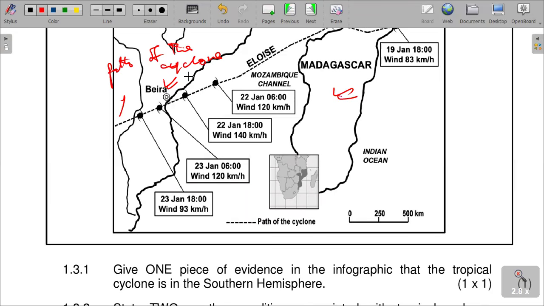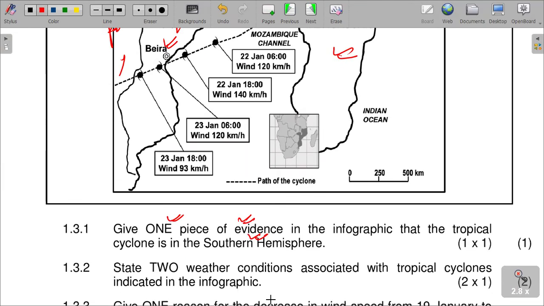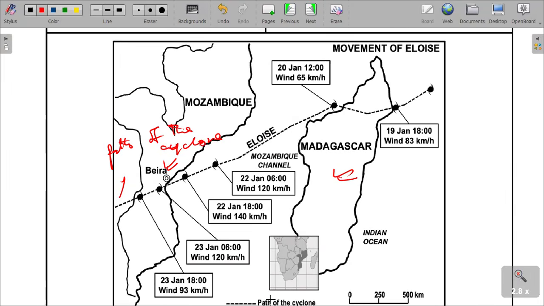Give one piece of evidence in the infographic that the tropical cyclone is in the southern hemisphere. What information can show us that this cyclone is in the southern hemisphere? We can start by understanding Mozambique. Where is Mozambique located? Mozambique is located in the southern hemisphere.